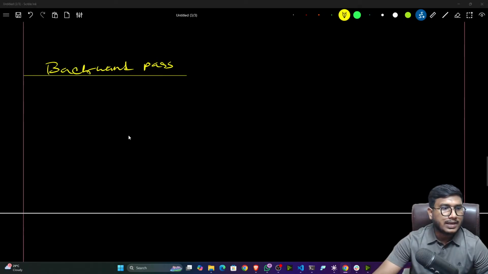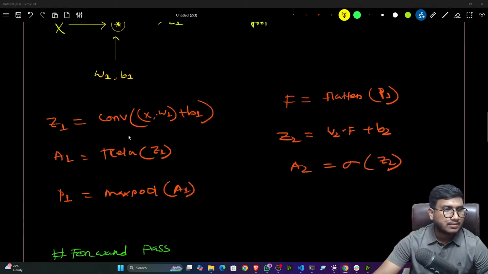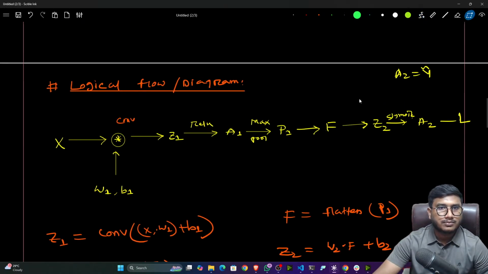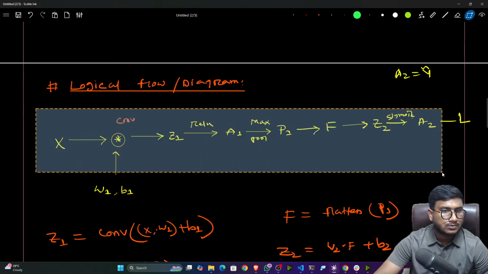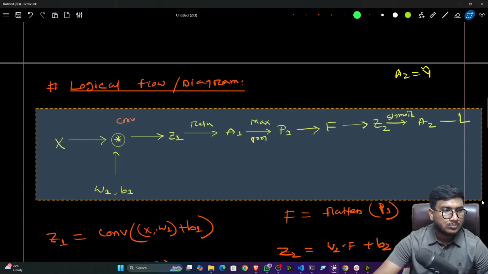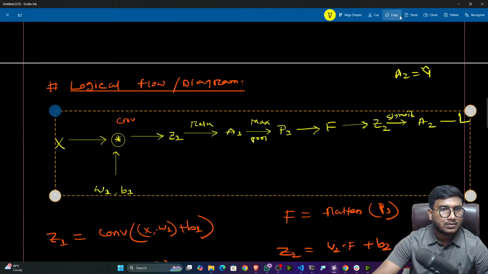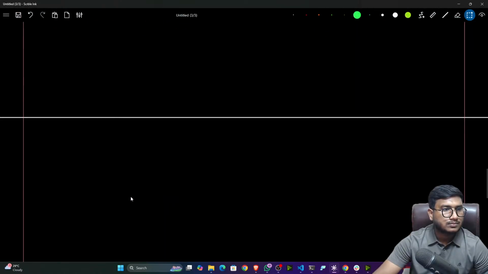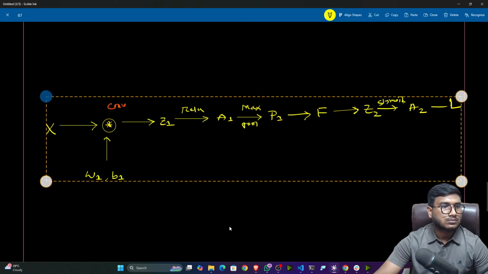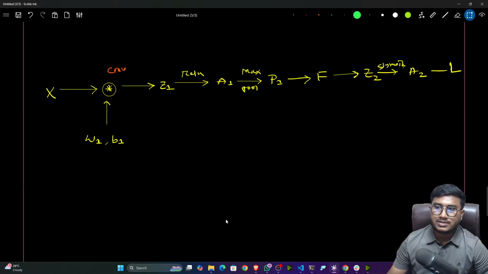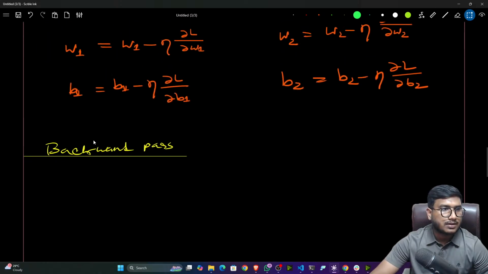To make you understand the chain rule, guys, I will draw that same logical flow again. Let's copy that and paste it here. Okay, so this is my same logical flow. First of all, let's try to understand the backward pass of the W1, that means this one we are talking about.